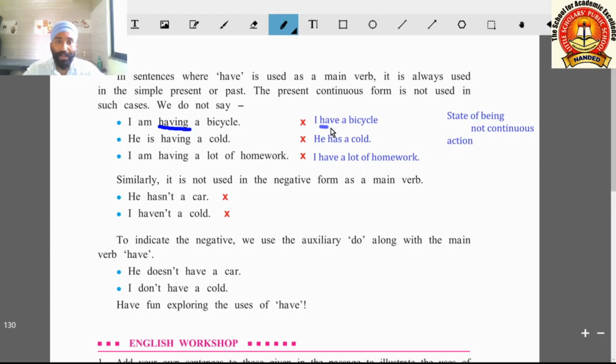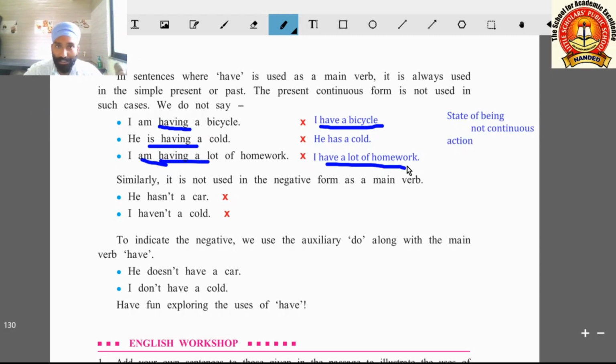Here I have illustrated it also. I am having a bicycle is a wrong sentence. What is the correct sentence? I have a bicycle. He is having a cold is a wrong sentence. He has a cold is a correct sentence. I am having a lot of homework is also a wrong sentence. I have a lot of homework is a correct sentence. These are showing states of being, not the continuous action. This is why, for state of being, you use simple present tense or simple past tense.